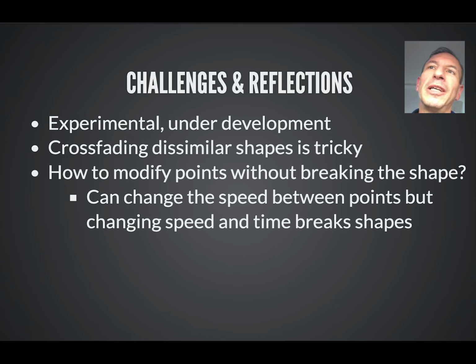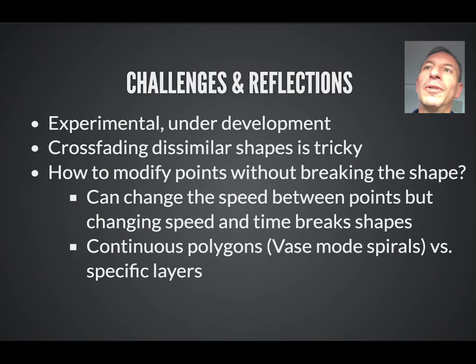Another thing is we can change the speed between points, but if you change speed and time, it can break the shapes. So when you're in a performance and you want to speed up or slow down, this can be very difficult because changing the speed maybe makes it go twice as far in the same amount of time, which might break the shape. Also, going too fast would maybe destroy the shape because printing quicker results in more brittle shapes and difficult printing. So some of what I'm using, as you can see in some of the shapes, is continuous polygons. So the idea of vase mode and making spiral shapes versus specific layers. So there are different options we have here, but still this is a difficult thing to do.